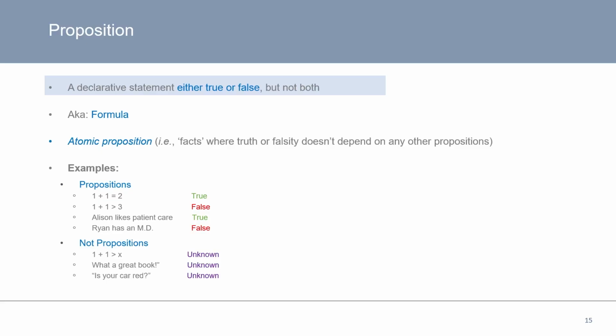Conversely, the following statements are not propositions. For example, the formula 1 plus 1 is greater than x doesn't have a truthfulness that can be determined. So this is not a proposition. The statement, "What a great book," is an opinion, and also doesn't have a clear truth value. The statement, "Is your car red?" is a question, and again doesn't have a truth value.